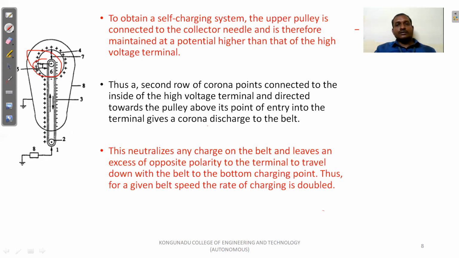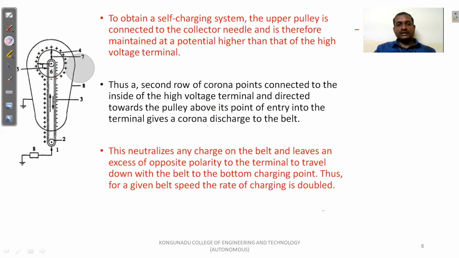So to obtain the self-charging system, the upper pulley is connected to the collector. This collector is maintained at a potential higher than the high voltage electrode terminal. The second row of corona points is connected to the inside of the high voltage terminal, towards the pulley above the point of entry.